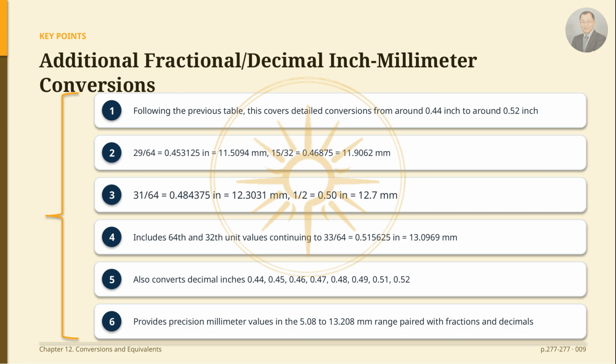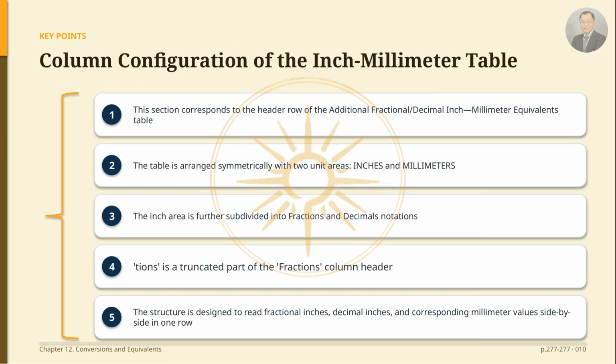Engineers should compare the fractional and decimal items to reference the appropriate conversion value based on the precision required for design or machining. In this section, I would like to introduce the structure of the additional conversion table for changing inches to millimeters. The table is broadly divided into an inch section and a millimeter section, placed side by side. The inch section is further split into a fractions column for fractional notation and a decimals column for decimal notation.